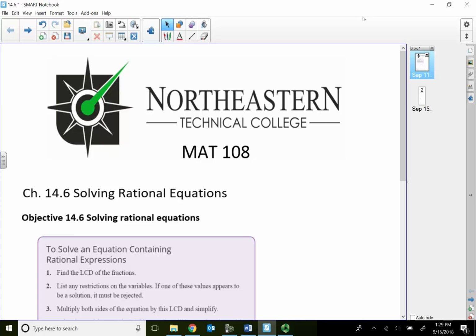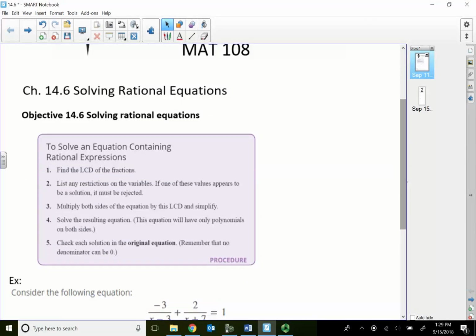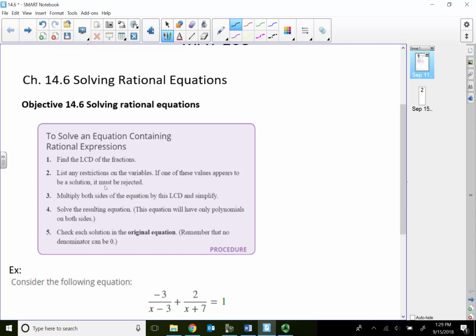Module 14.6. In this lecture video, I'm going to demonstrate how to solve what we call rational equations. So the steps are as follows. The first thing we're going to do is find the least common denominator of all the fractions. And then for every one of these problems, we will need to list any restrictions. If any one of these restrictions appears as a solution, then it must be rejected.